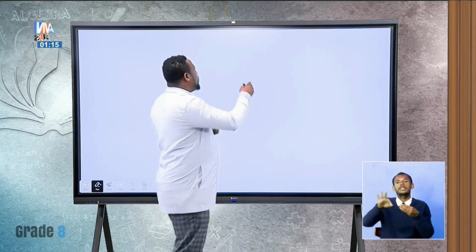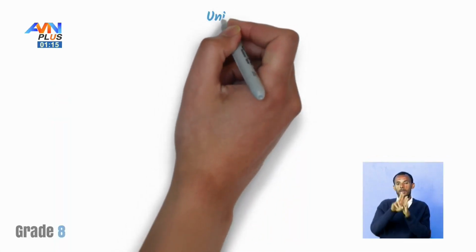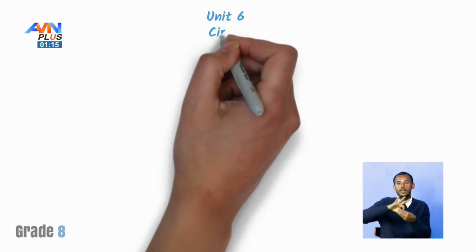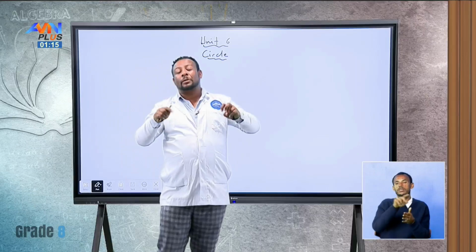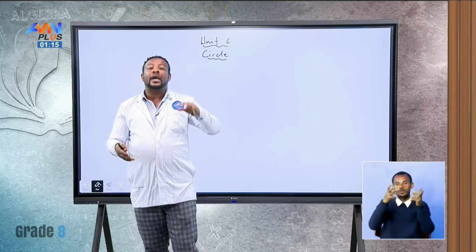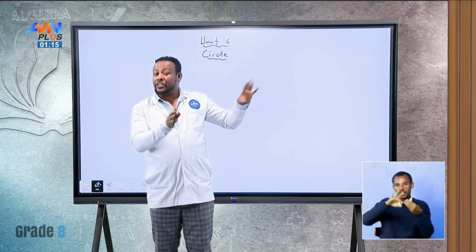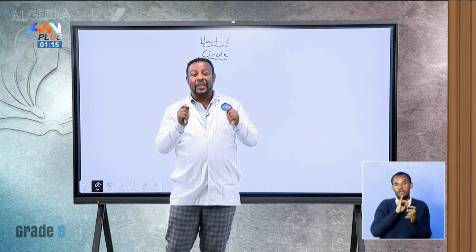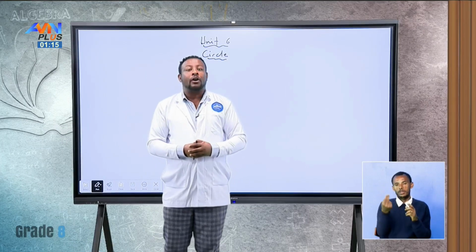Okay, so unit 6 is about circle. Under this unit, there are two major subtopics that we will be discussing. The first one is simply about a circle and its related concepts. And the second major subtopic that we will have in this unit is real-life applications of a circle.